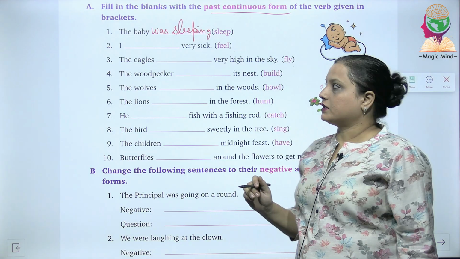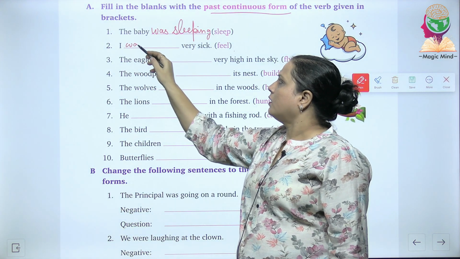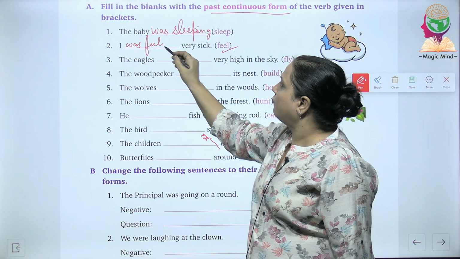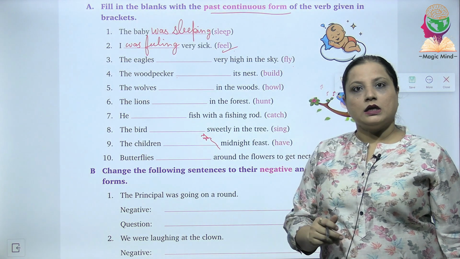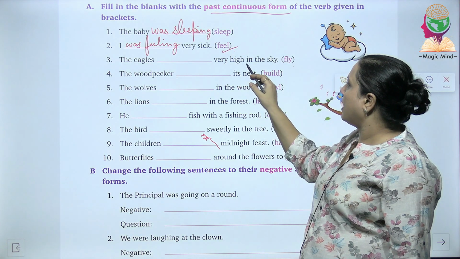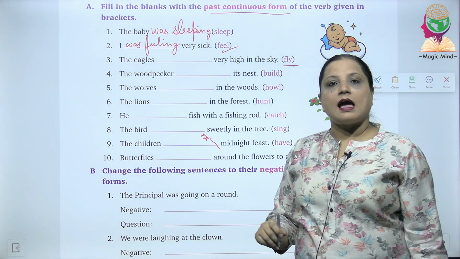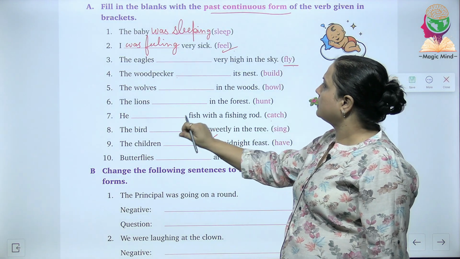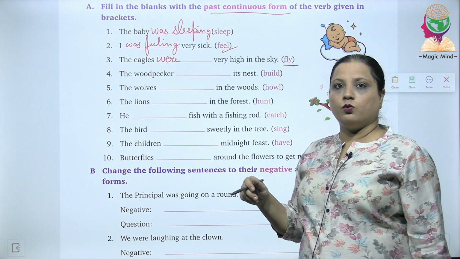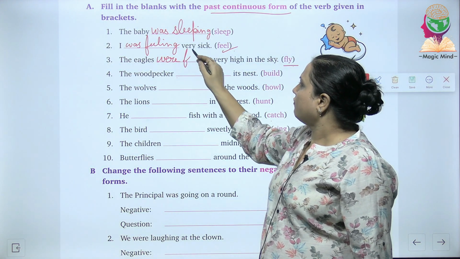Then the second sentence, I dash very sick. Again a singular subject, hence we will use over here was. Feel is the verb given over here. We will write I was feeling very sick. Then the third one, the eagles dash very high in the sky, and the verb given is fly. Since eagles is a plural subject, hence we will write here were. The eagles were, and again what will be the verb? Base form of verb along with ing. So we will write here flying.